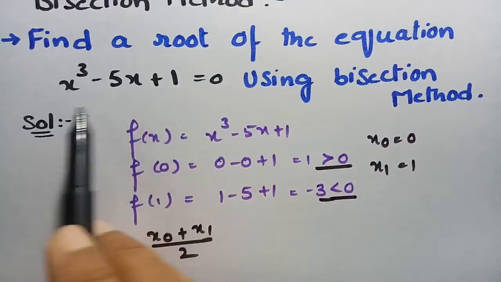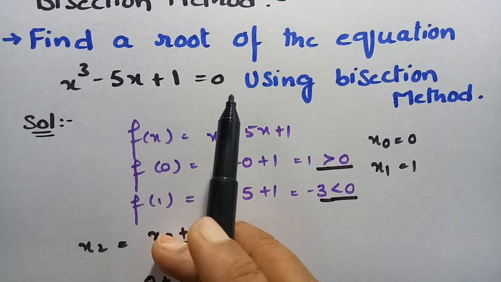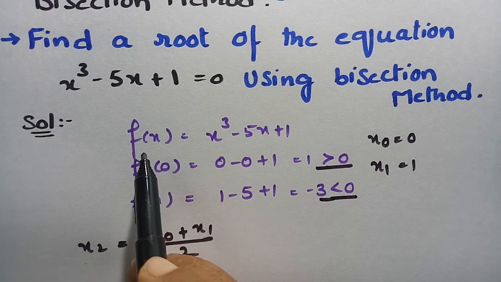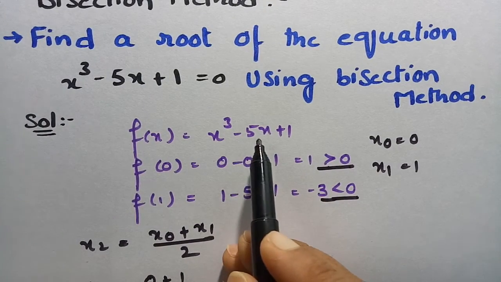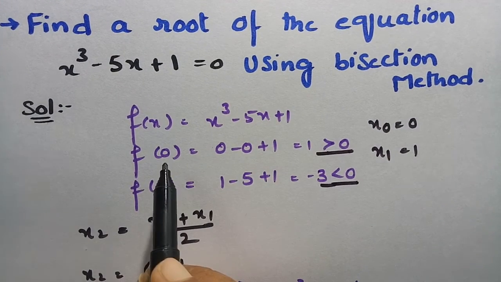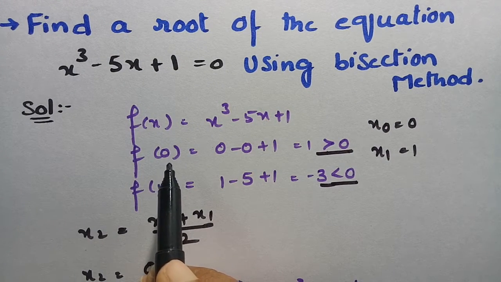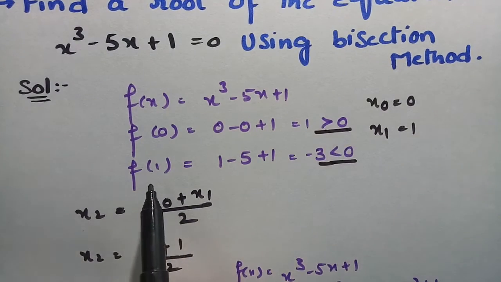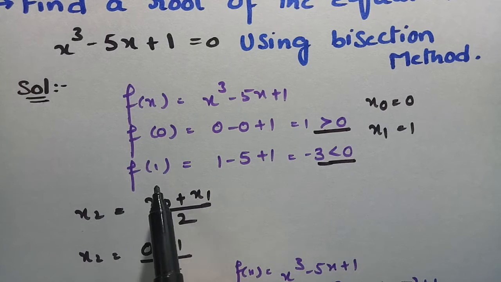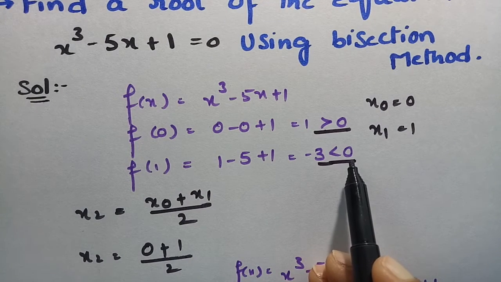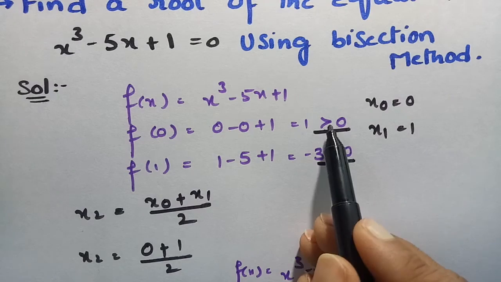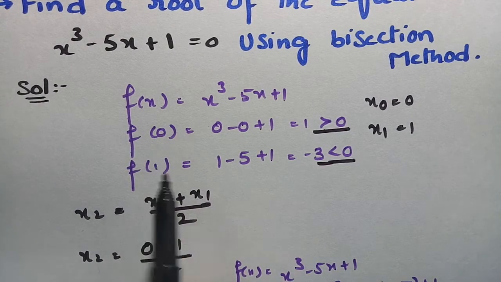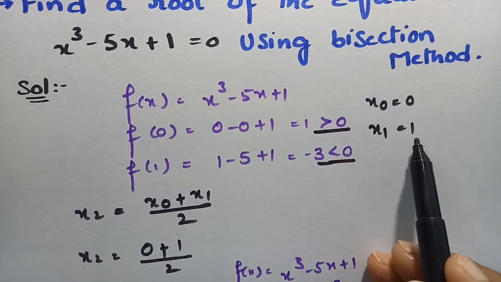So we have to find a root for the equation x cube minus 5x plus 1 is equal to 0 using the bisection method. First of all, we consider this as a function f of x is equal to x cube minus 5x plus 1. Initially you give the value of x as 0 and check whether it is negative or positive. This is positive, and check the next value with 1. If I keep, I got the negative value, then stop here. If I get positive and negative values, you stop here, and these will be the x0 value and x1 value. So x0 value is 0 and x1 value is 1.